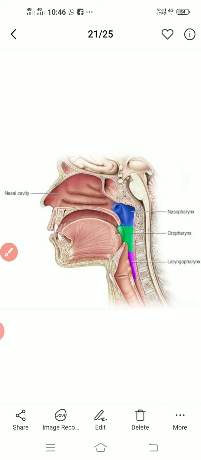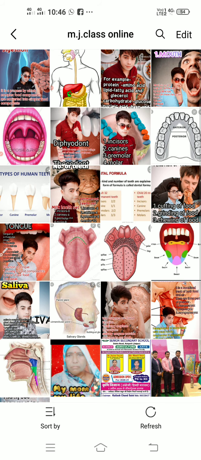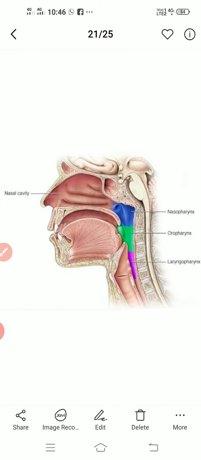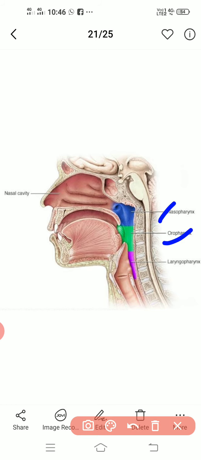Here you can see it is nasopharynx, it is oropharynx and it is laryngopharynx. Clear?